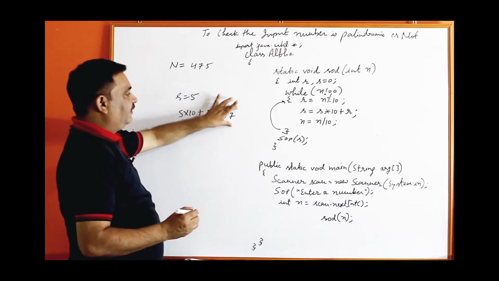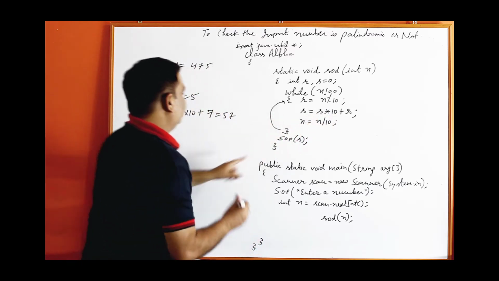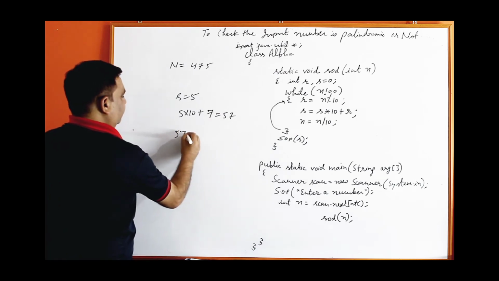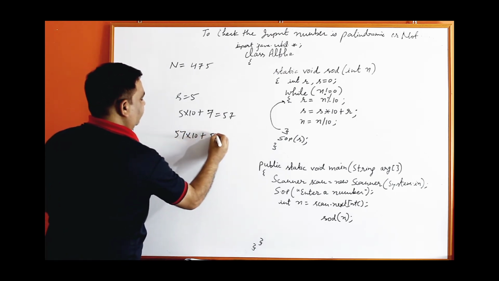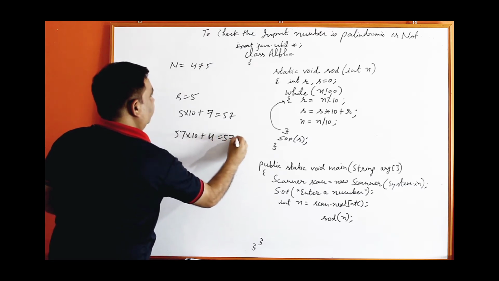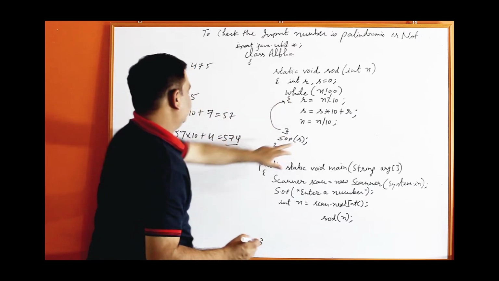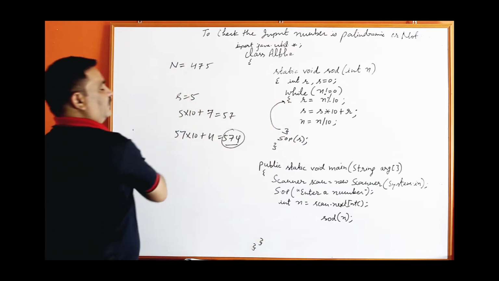Now, s is 57. So, 57 multiplied by 10 is 570, plus 4, that is 574. It means 57 multiplied by 10 plus the third remainder. The third remainder is 4. So, 574. And the loop will be terminated. After the loop, you can check the number is now reversed.